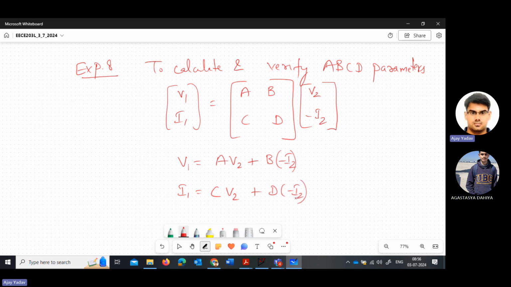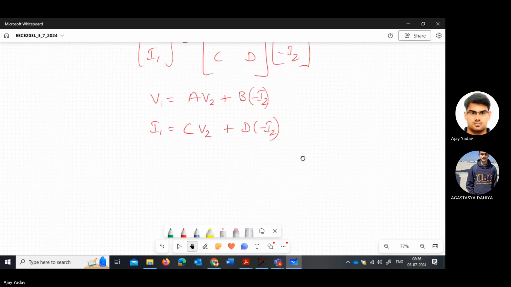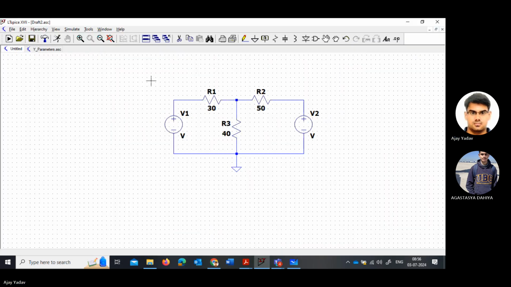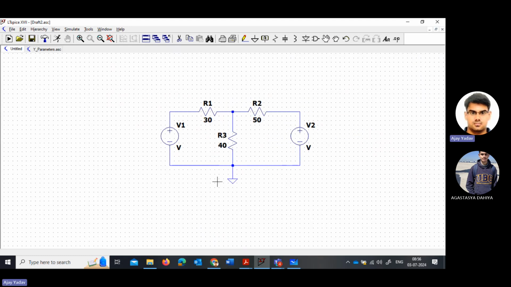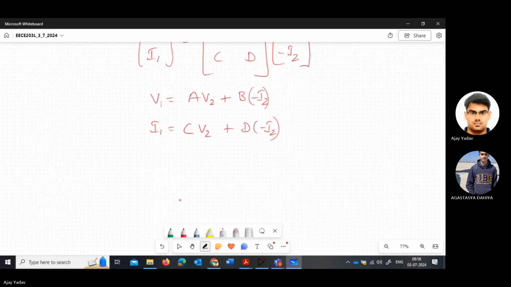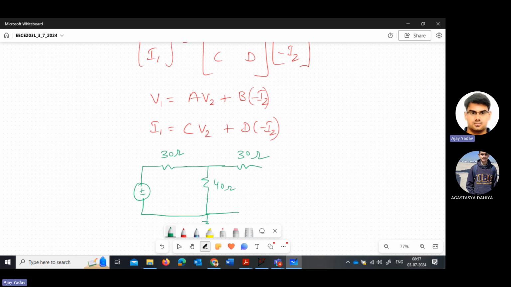So if you see from a network point of view, the network equation which I have taken, in this schematic, this is the network which I have taken. You have the input. Let me draw the circuit here also. I have taken this simple circuit. You have a 30 ohm resistance here, 40 ohm resistance here, 30 ohm resistance here. You have a voltage source, and this is connected to ground.